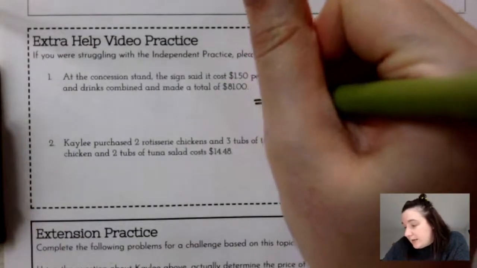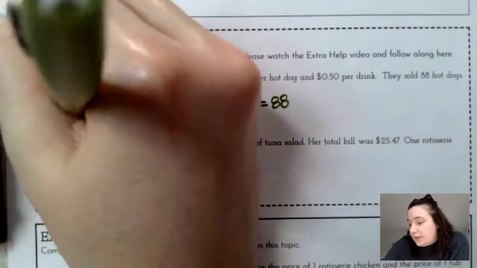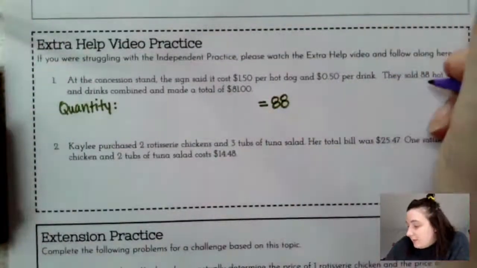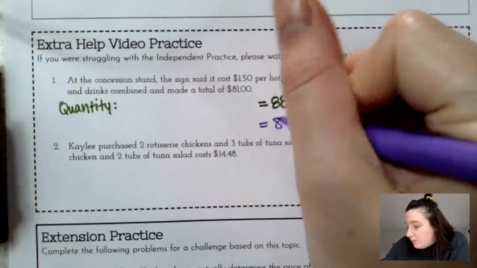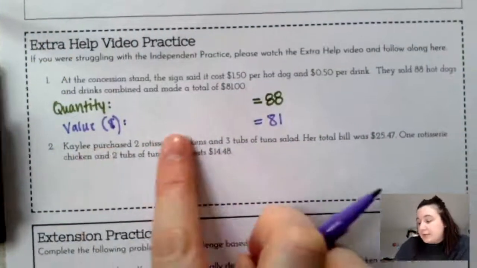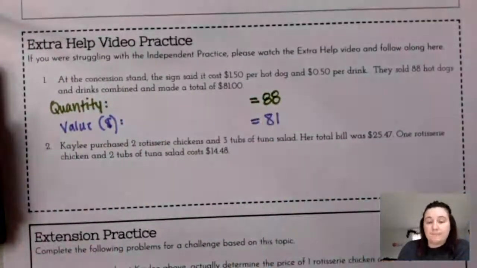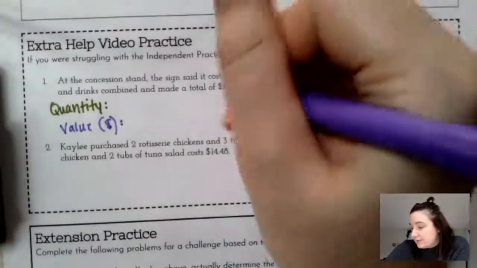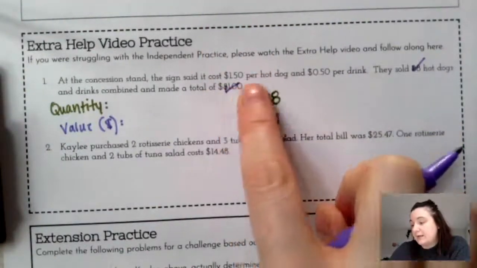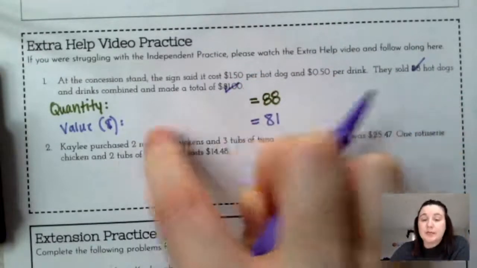One's going to equal 88, which I'm going to label as the quantity. And then the second one is going to be equal to 81, and that is the value or the money. So everything to do with money is going to go in the purple. Everything that's just the number of things is going to go in the green. And so I've used this, I've used this. Now I see that I know how much each of these cost. And since these are money related, I'm going to put them in my purple equation.